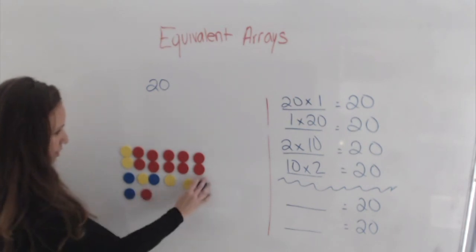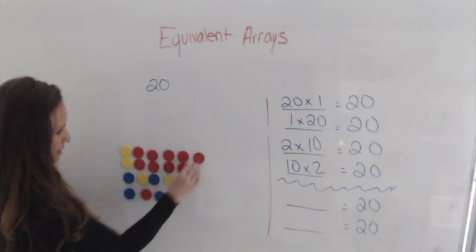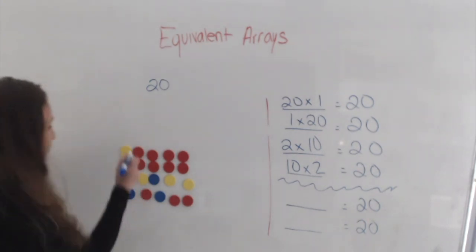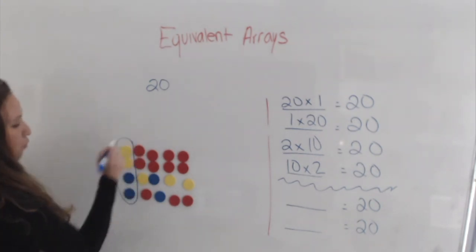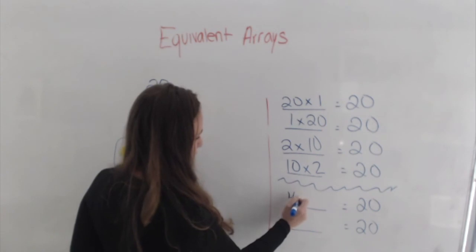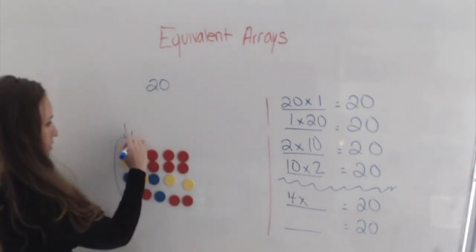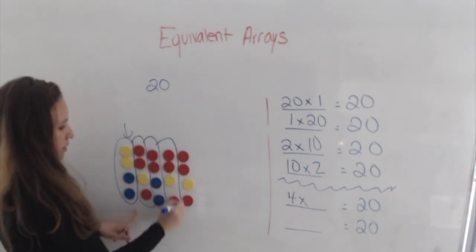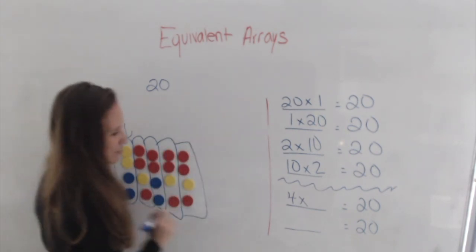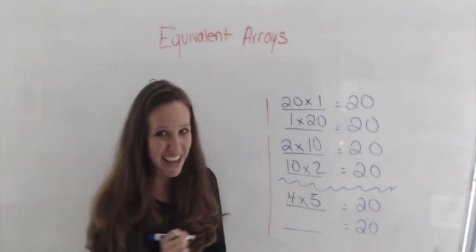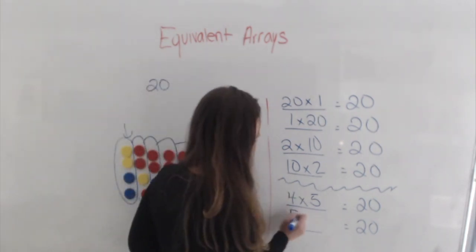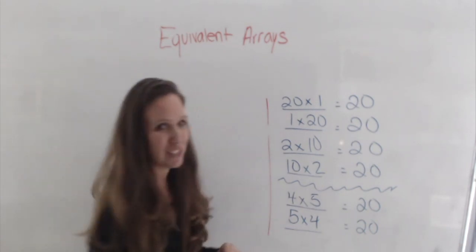So what if we make this 4? Let's put that there, 4 from here, take that here, move that. Look at that. It works perfectly. In fact, I have 4 going down, and 1, 2, 3, 4, 5 across. And again, if 4 times 5 is 20, then 5 times 4 is 20.